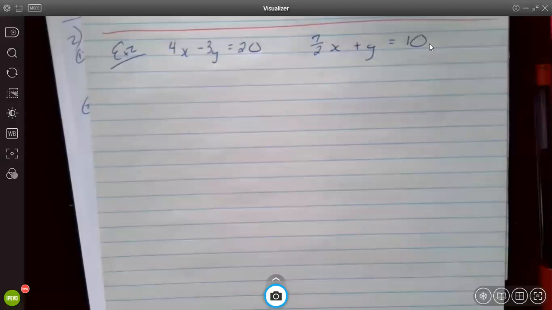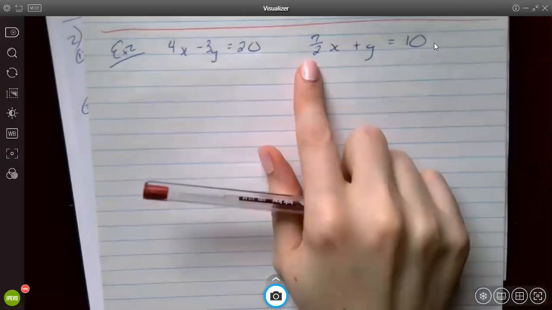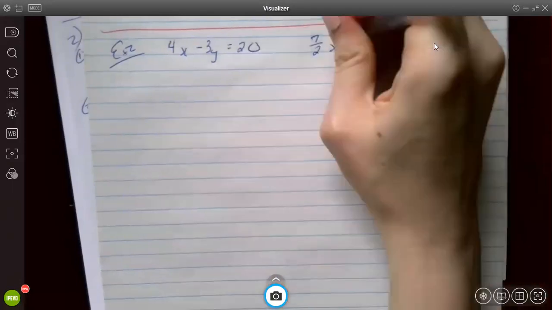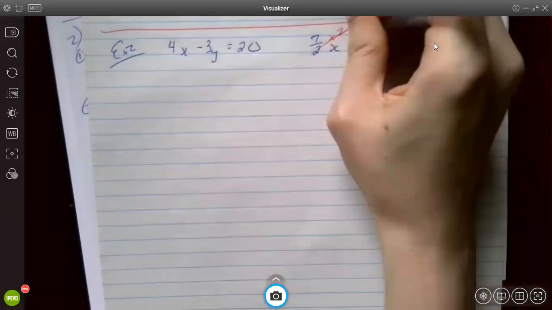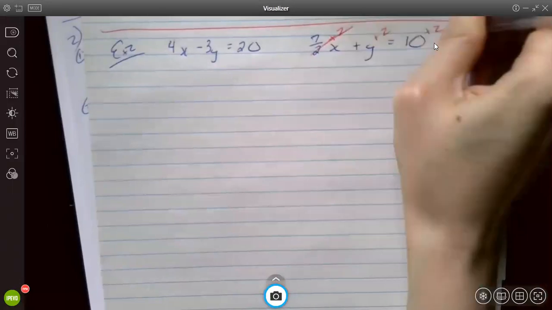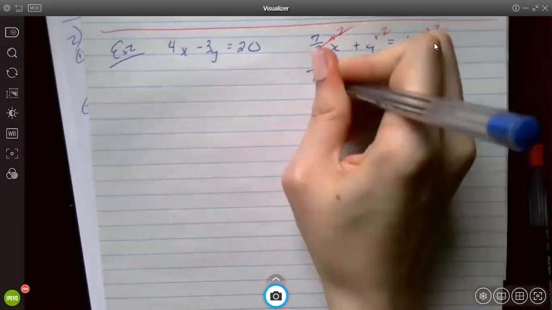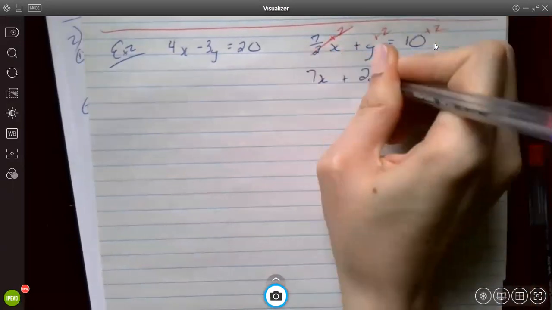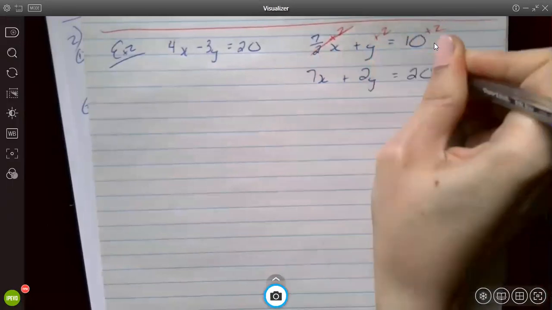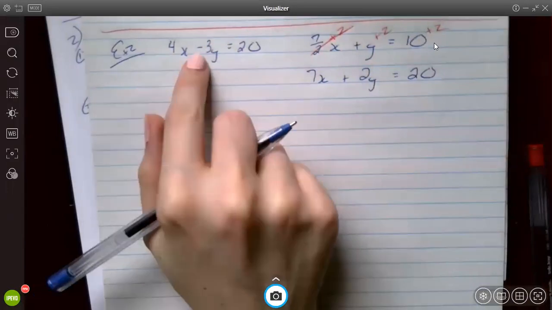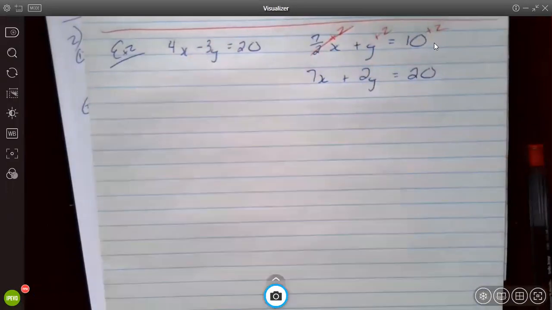Okay, in this second example here, as you can see, one of my equations has a fraction. So my first step is to get rid of that, and I do so by multiplying every term by the denominator, so by 2 in this case. That will leave me with 7x plus 2y equals 20. And then on the other side, 4x minus 3y equals 20.